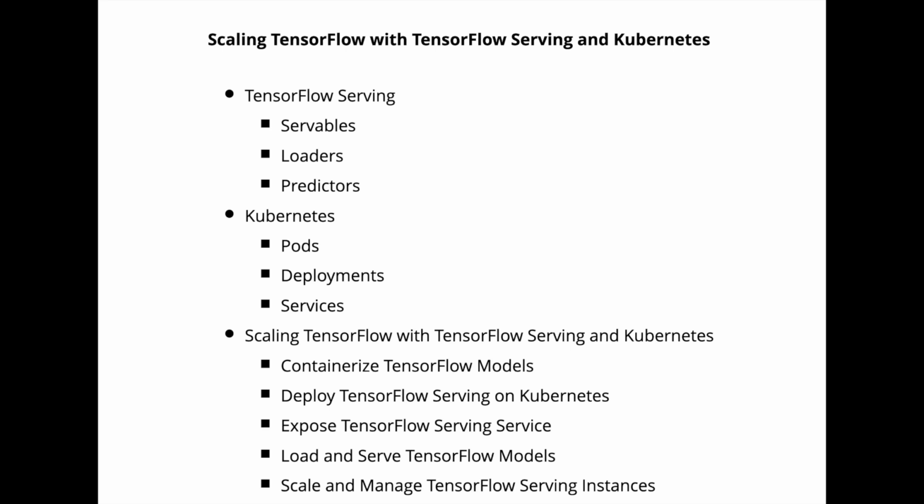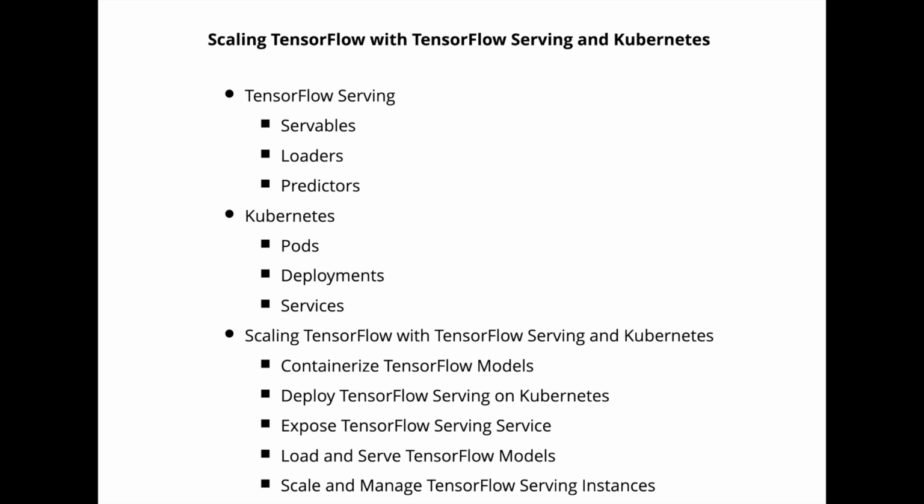Pods are the smallest deployable units in Kubernetes and encapsulate one or more containers. Each pod has its own IP address and resource allocation, making it a logical unit of deployment for containerized applications. Deployments. Deployments define the desired state of a set of pods and manage their lifecycle. Deployments handle tasks such as pod creation, scaling, rolling updates, and self-healing in response to failure or changes in resource requirements.